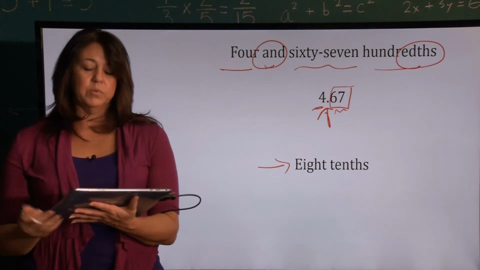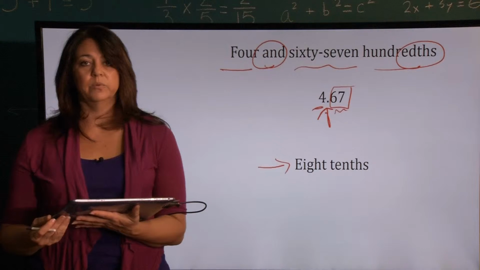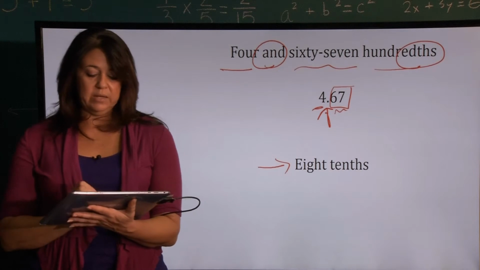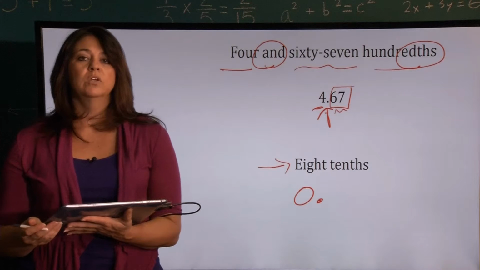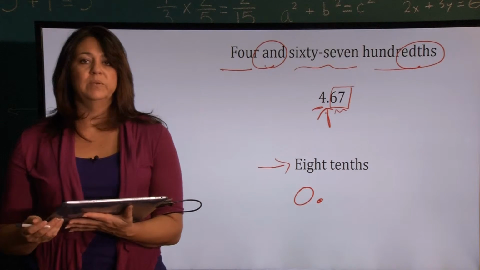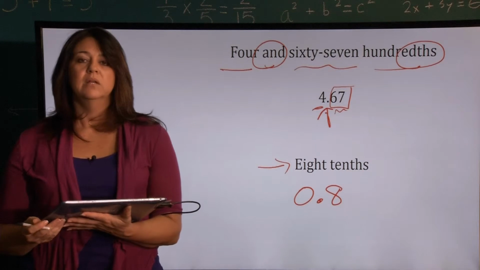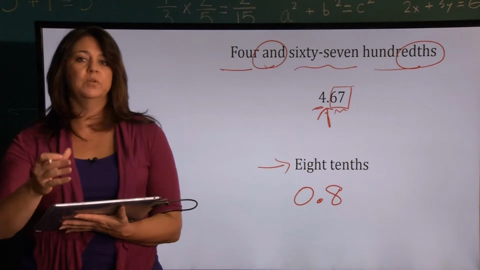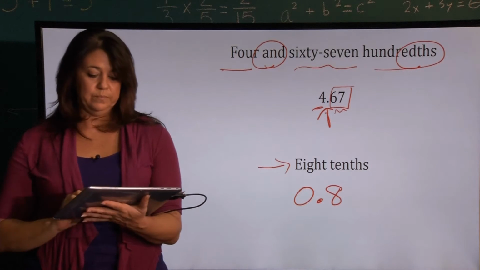Let's look at this example. If we had 8/10, how would we write that decimal? We don't have the word "and", so we're going to put a 0 and a decimal point. We're using the digit 8, and it needs to be in the tenths place, the first one. So now you can see how you move between standard form and word form with decimals.